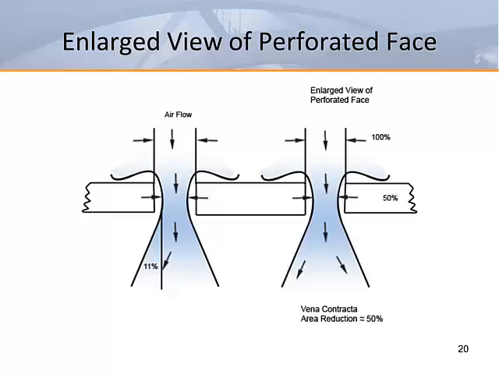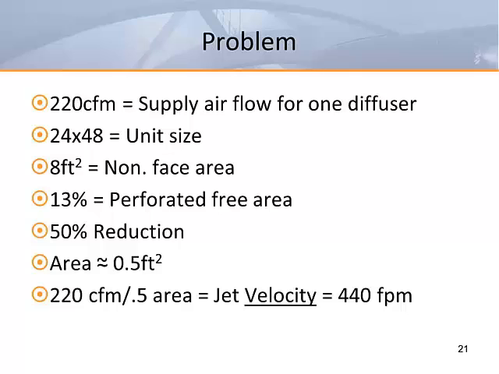Let's do the math. A nominal 24 by 48 inch face with 13% free area would have a net free area of about 1 square foot. At 220 CFM, the discharge velocity would appear to be 220 feet per minute. But with a further 50% reduction of effective free area caused by the vena contracta, the area is actually reduced to a half a square foot and the discharge velocity is increased to 440 feet per minute. Even if you don't believe that the vena contracta occurs, that would still leave a discharge velocity of at least 220 feet per minute.